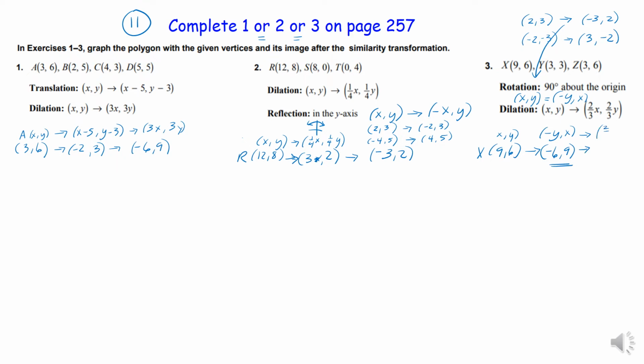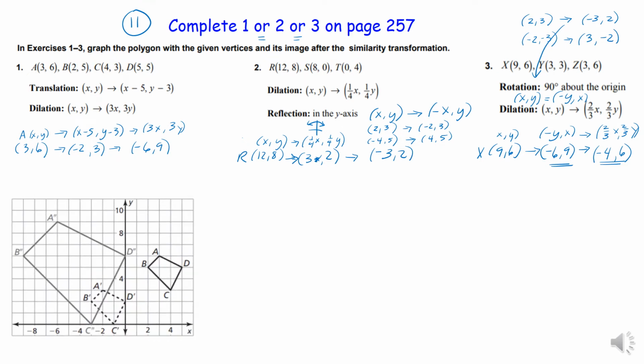So now we're going to go 2/3 x, 2/3 y. So 2/3 of -6 is -4. And 2/3 of y is 6. So there's the points you should be looking for to verify. And here are your graphs.